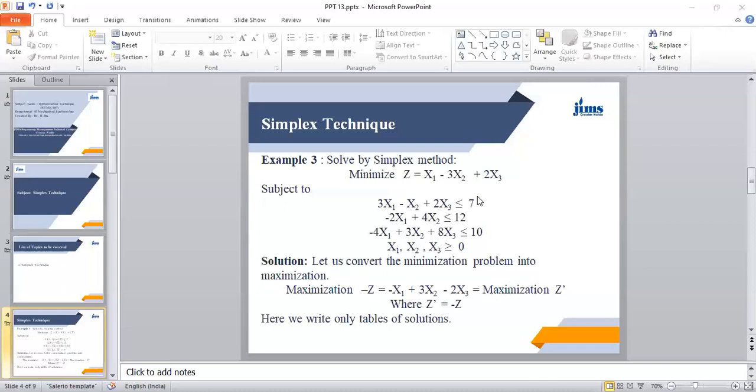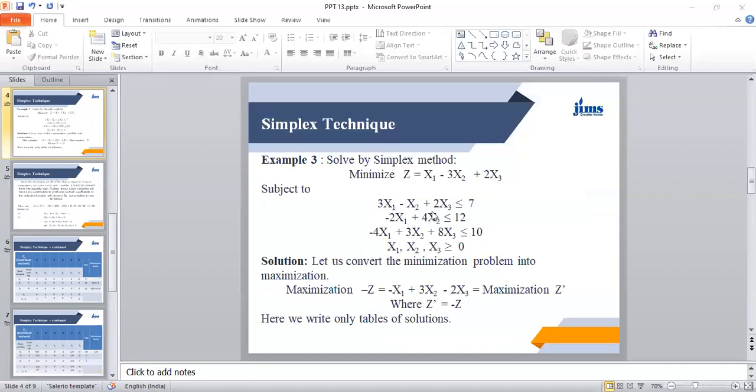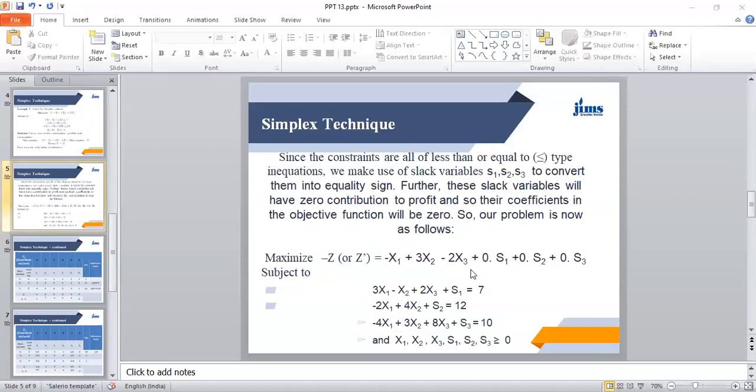Now, because the constraint equations are of less than or equal to type, we convert them into equality by using slack variables. So let S1, S2 and S3 be the slack variables. The earlier constraint is 3x1 minus x2 plus 2x3. To convert it into equality, we add the slack variable S1. So 3x1 minus x2 plus 2x3 plus s1 will be equal to 7.